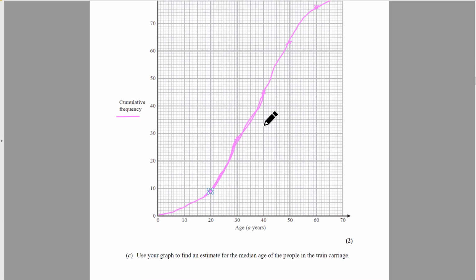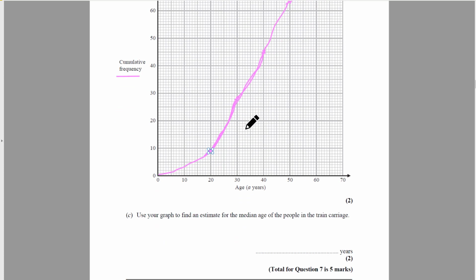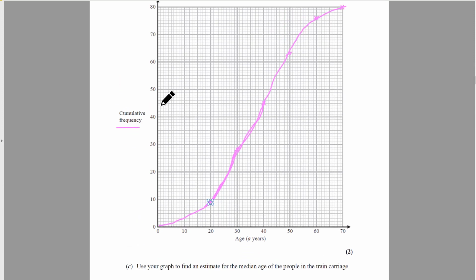Okay. Use your graph to find an estimate for the median age of the people in the train carriage. Well, the median of 80 is 40. We half that number and do that line. And we follow this line down. That's your method mark. There. And I'm going to say that's 38.5.